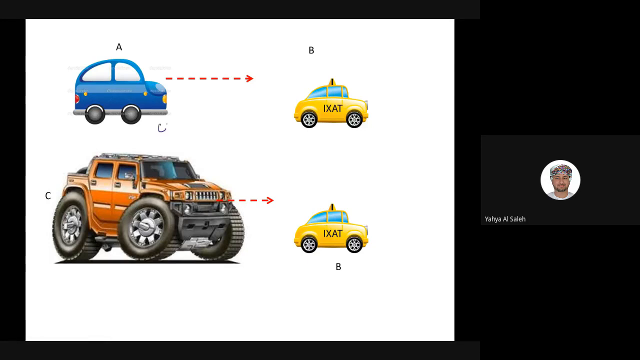Yellow car, Corolla. This one, what's the biggest car you can think of? In my head, it's the H1 Hummer.